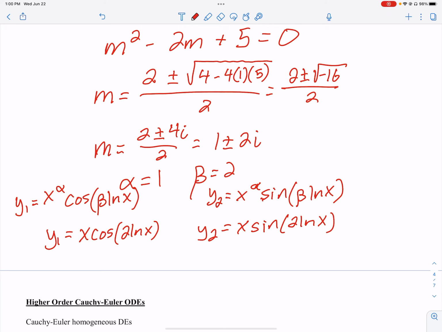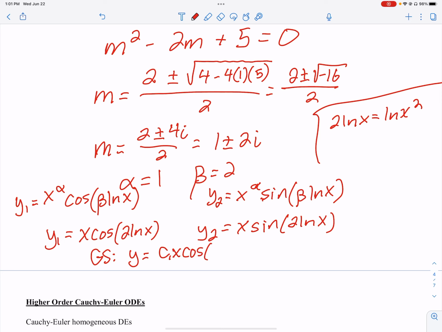Now, I don't know if you remember this, but there is a power rule for logarithms too. 2 ln of x, I can bring that 2 up, becomes ln x squared. I think it looks cleaner. So I write my general solution now. General solution is y equals c1 x cosine, and I'm going to change that to ln of x squared. It looks better to me. Plus c2, if you don't do that, I wouldn't count off or anything. x sine ln of x squared.